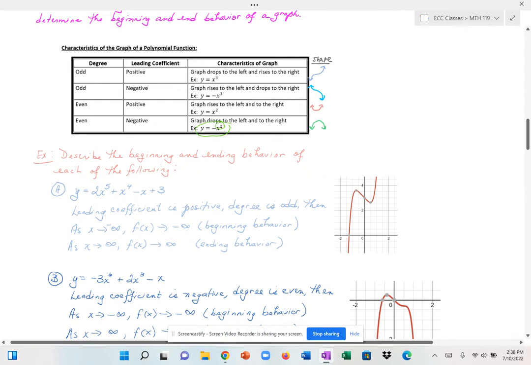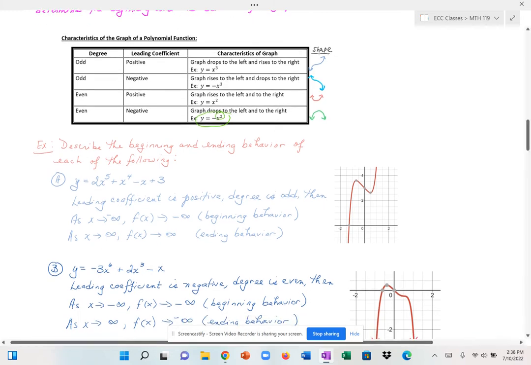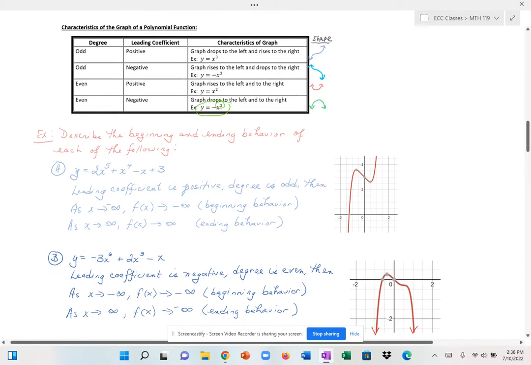Okay, part B is y equal to negative 3x to the sixth plus 2x to the third minus x. The leading coefficient is negative, the degree is even. So that's this one right here. Even degree, negative leading coefficient. So that means that it drops left and to the right.